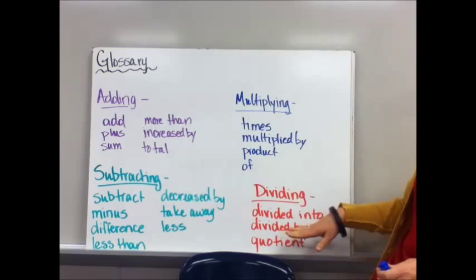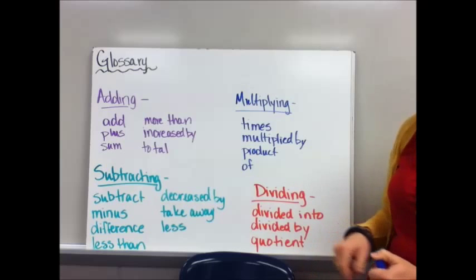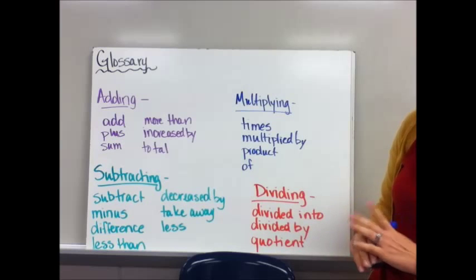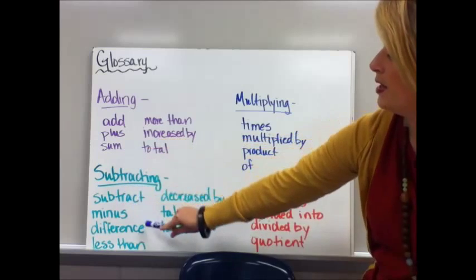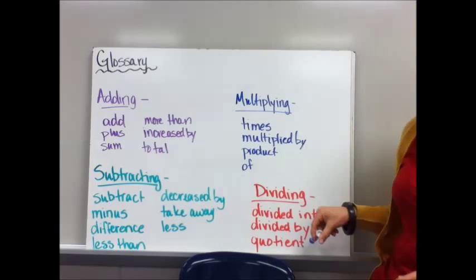Or if I wanted to know what's 2/3 of 12, you do 2/3 times 12. Dividing, it's a simple list: divided into, divided by, and quotient.